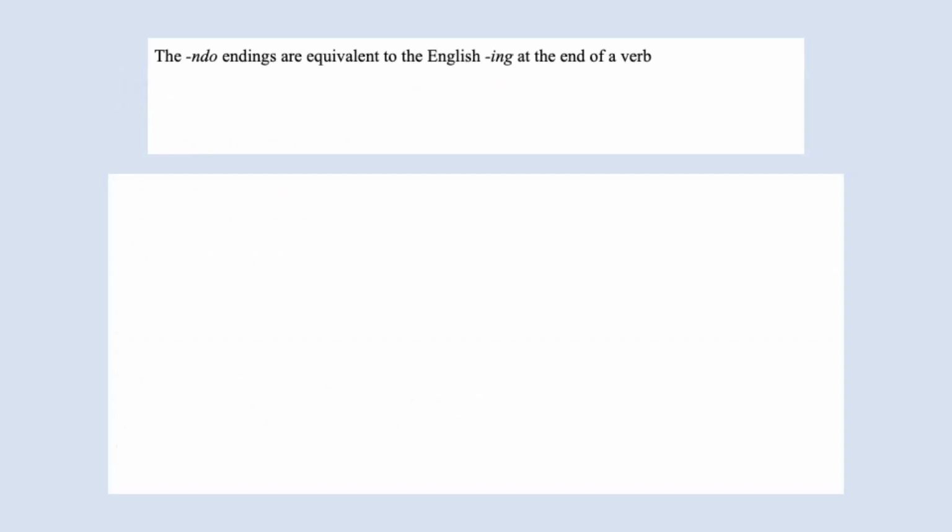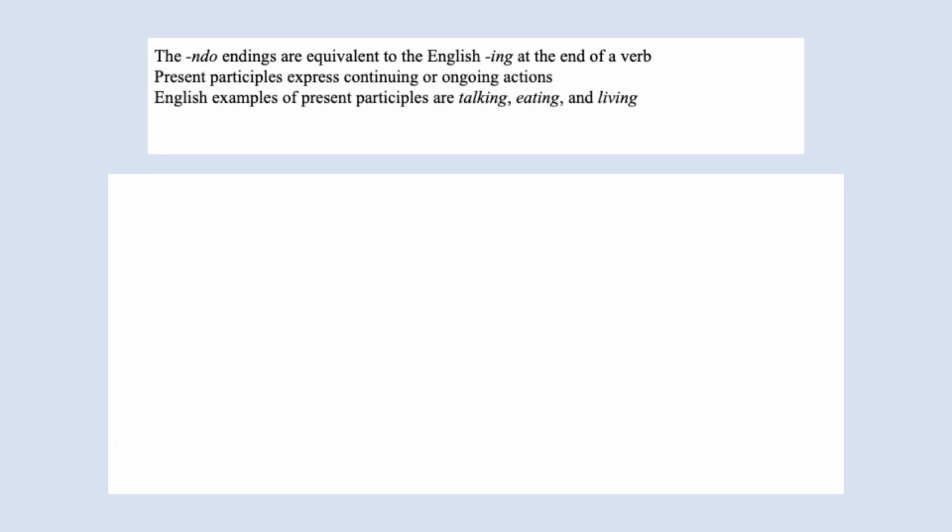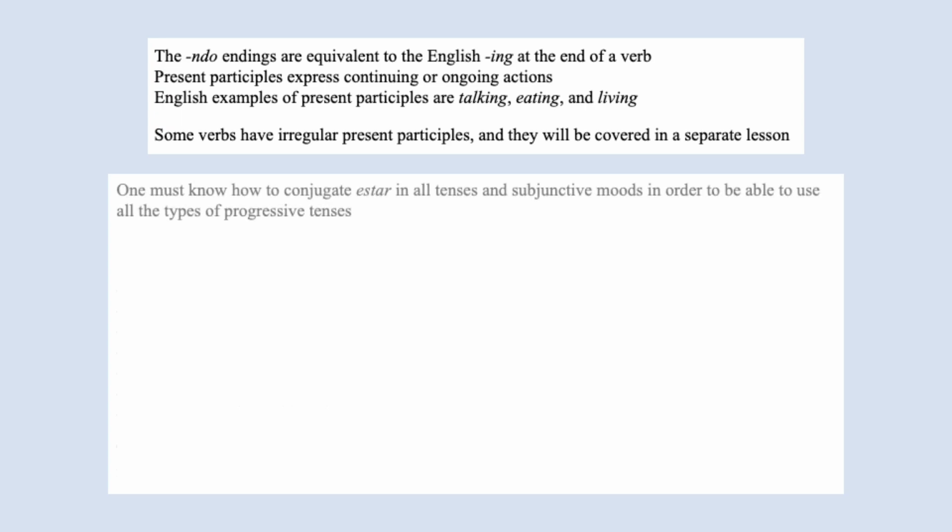The ando and endo endings that we see in Spanish are equivalent to the English ing endings that we place at the end of a verb. Present participles express continuing or ongoing actions. So a few examples in English are talking, eating, and living. Some verbs have irregular present participles, and we're going to cover them in a separate lesson.